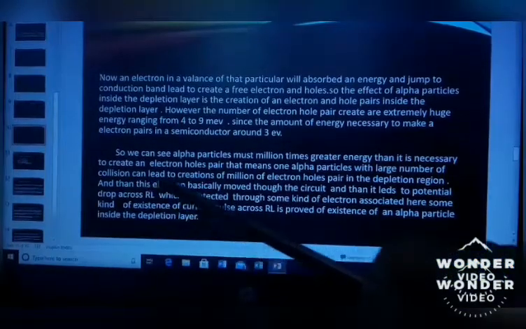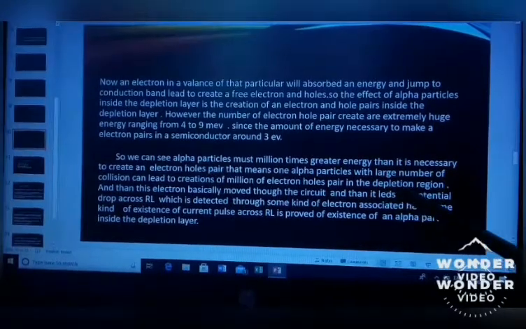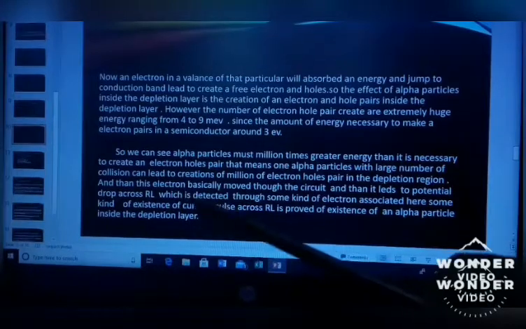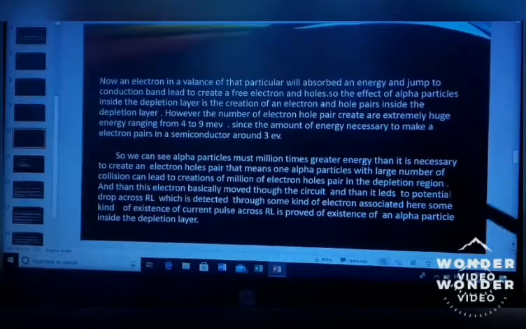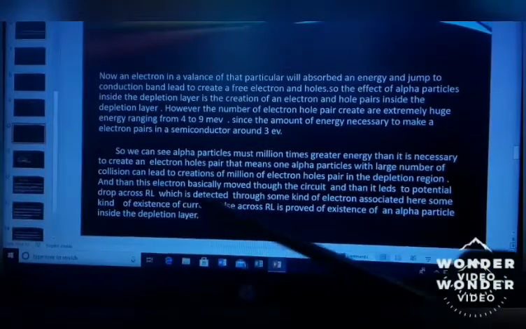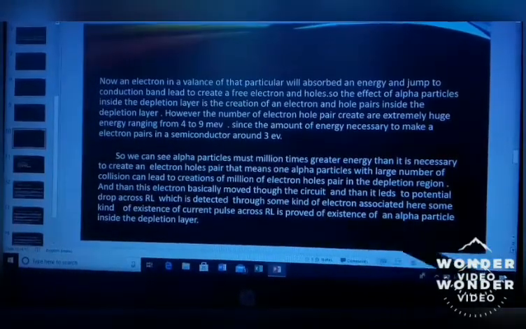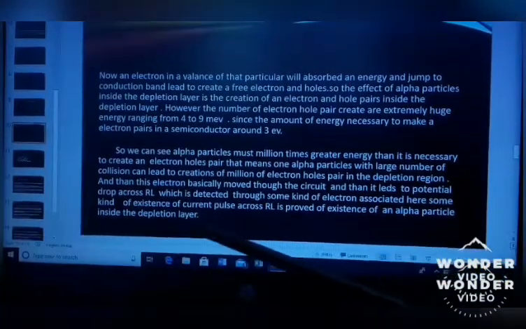And then these electrons move through the circuit, which leads to a potential drop across RL, which is detected through some electronics here. The existence of a current pulse across RL is proof of the existence of an alpha particle inside the depletion layer.